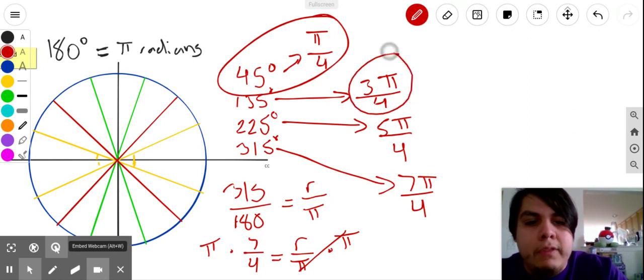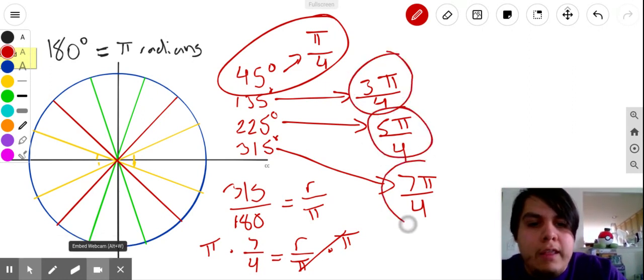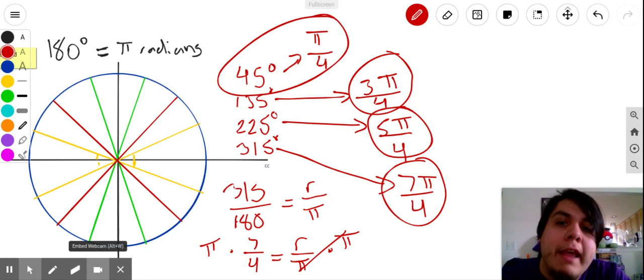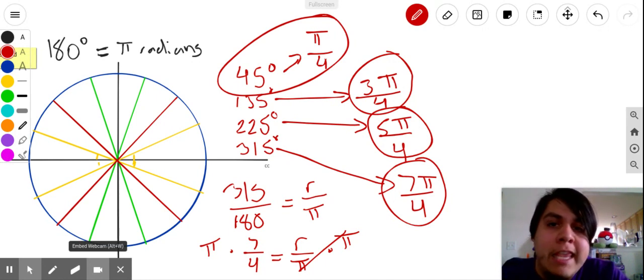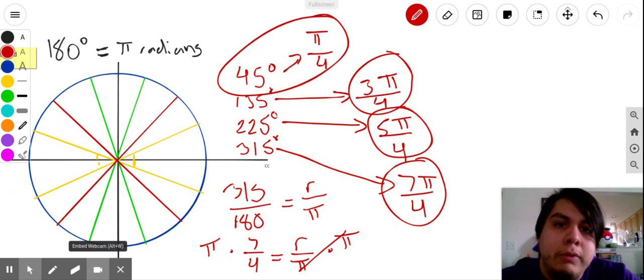We're talking about this, this, and this. How could I tell that these would have a reference angle of pi over 4? And think about in what quadrants would I expect to find each of these angles. And when I talk about the angles, I'm talking about the angles in radians now, because I want you to be more comfortable with these radians.